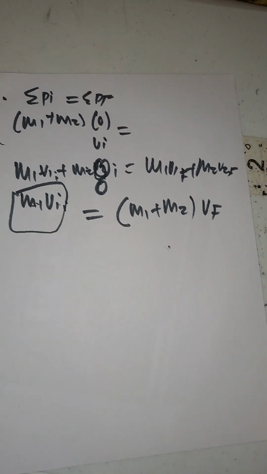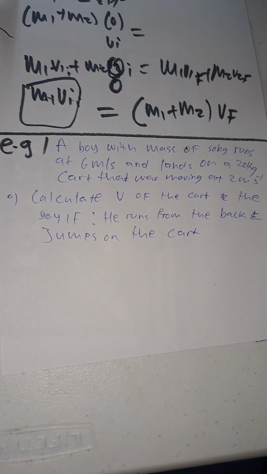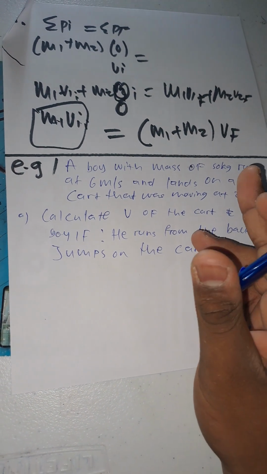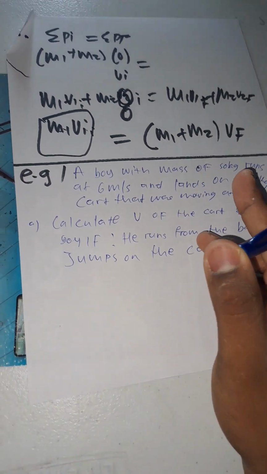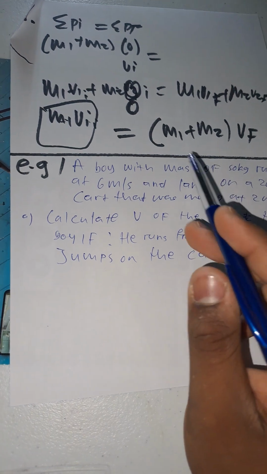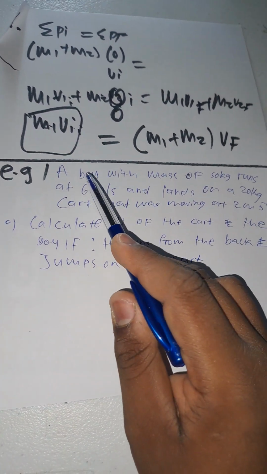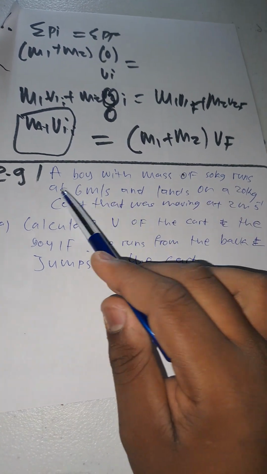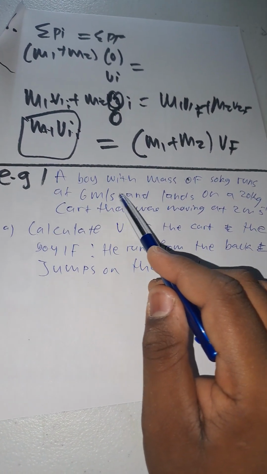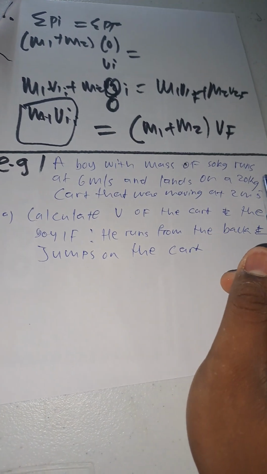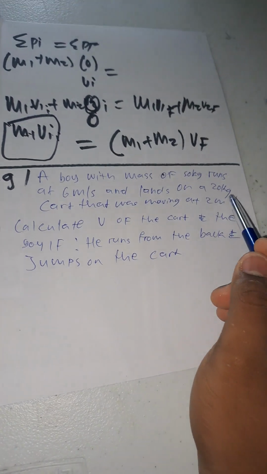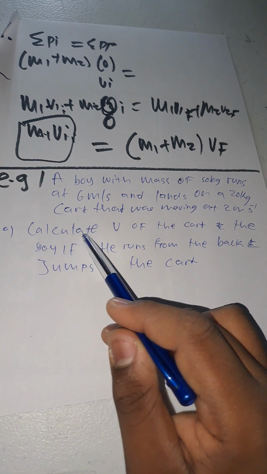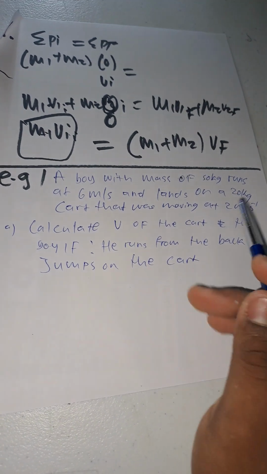So let's check an example. Okay guys, here is an example. I just took it from a textbook because the question papers combine the elastic and inelastic. A boy with a mass of 50 kg runs at a velocity of 6 meters per second and lands on a 20 kg cart that was moving at 2 meters per second. Calculate the velocity of the cart and the boy if he runs from the back and jumps on the cart.